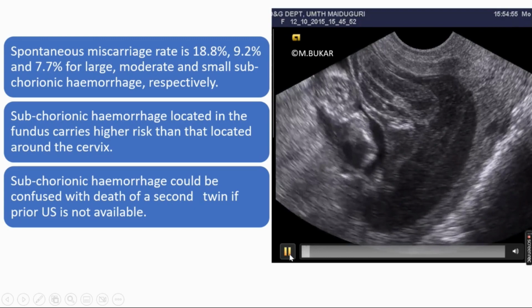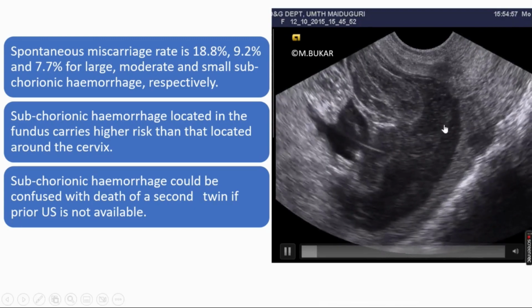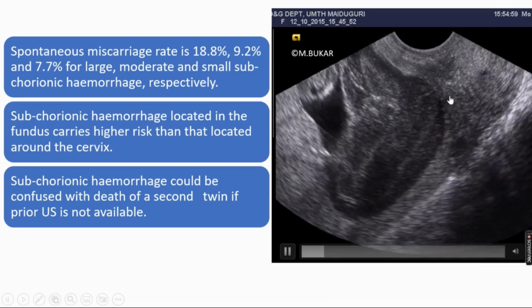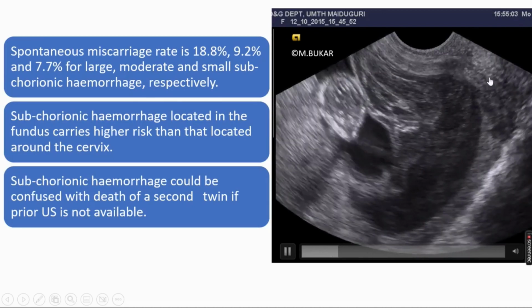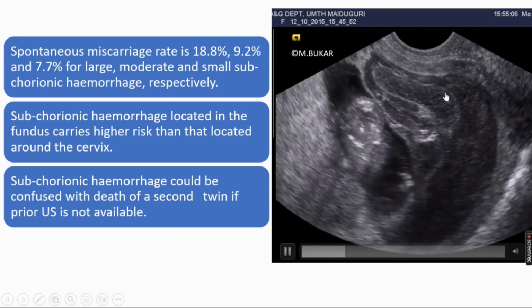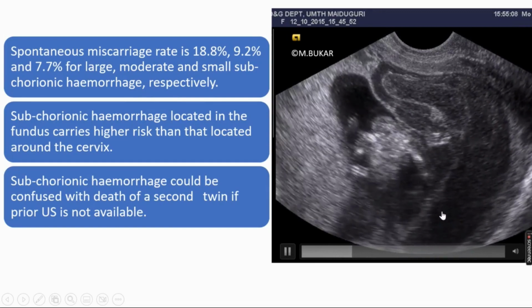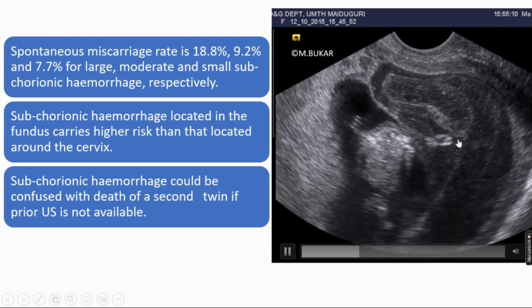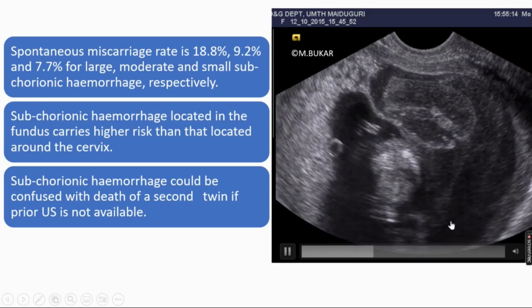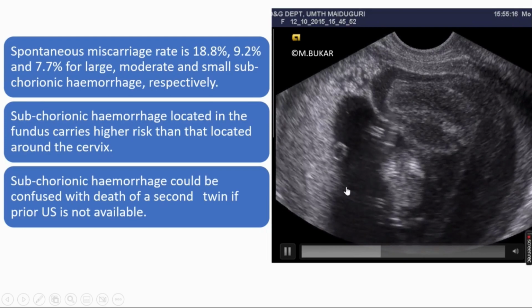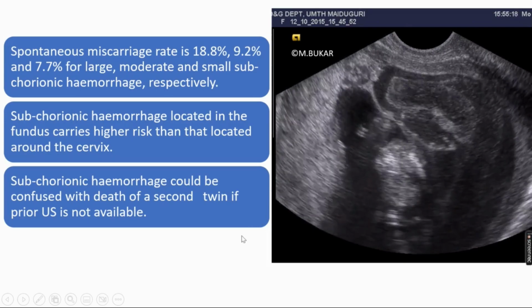Let's see the transvaginal video. Internal os, cervical canal, anteriorly of the cervix, posteriorly of the cervix. Look at this large subchorionic hemorrhage. The pregnancy ended in spontaneous miscarriage.